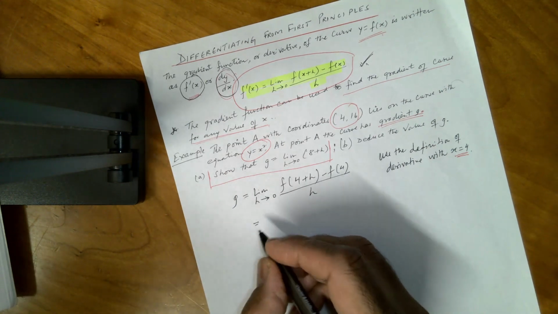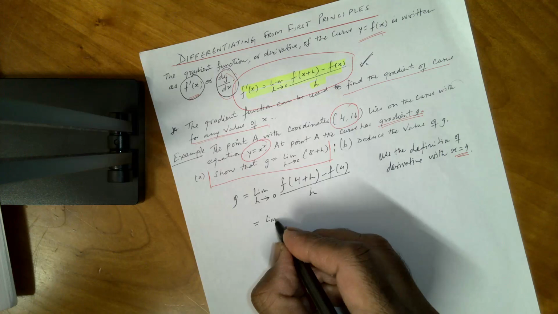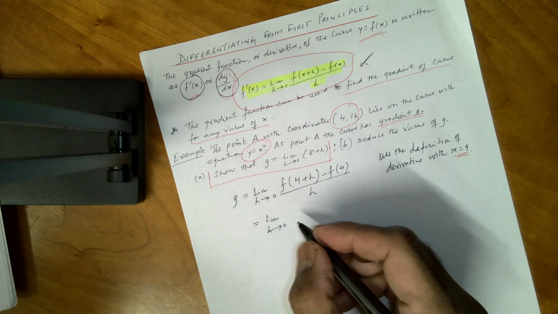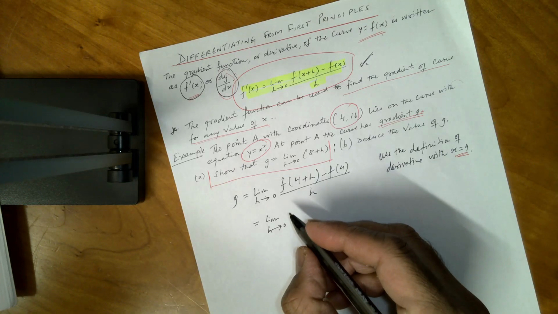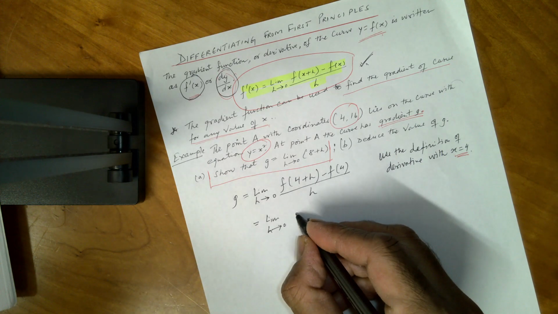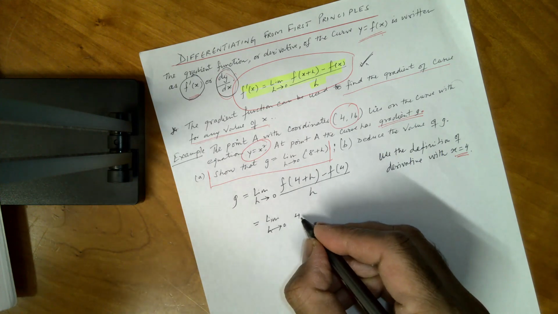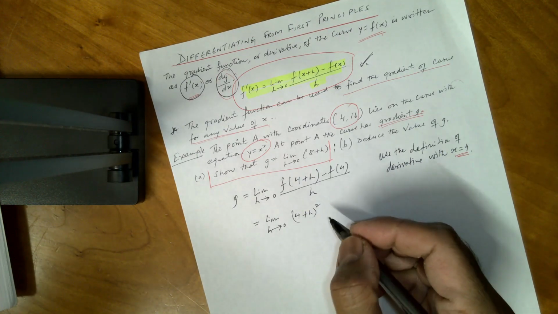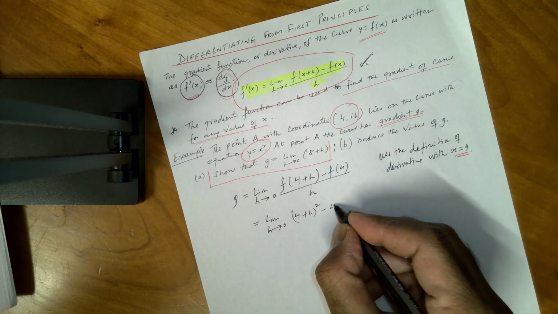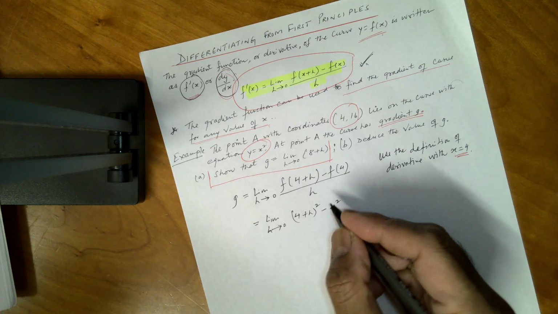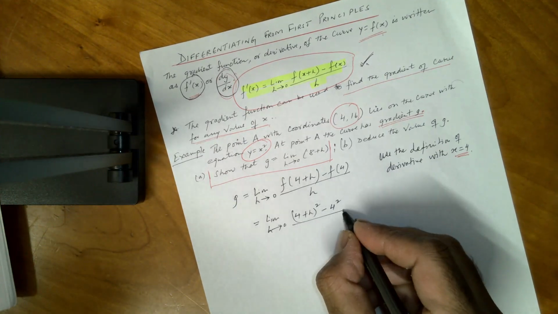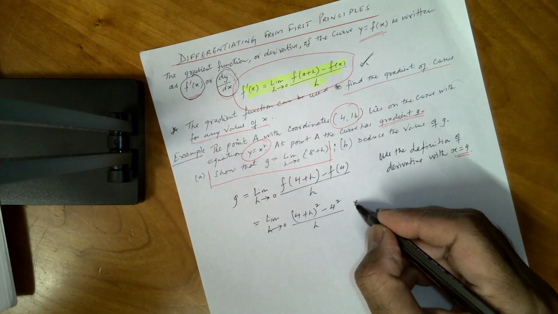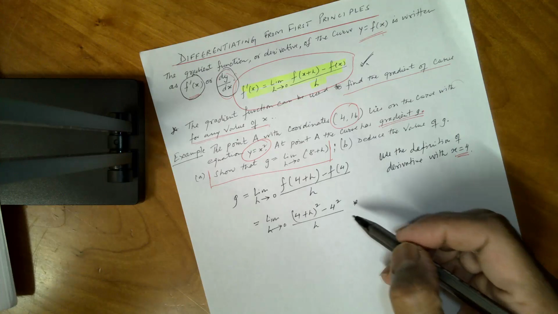Now, again, limit as h tends to 0, and you get here (4 plus h) squared minus 4 squared, that is over h. Now you'll ask, how did I get this one after this?